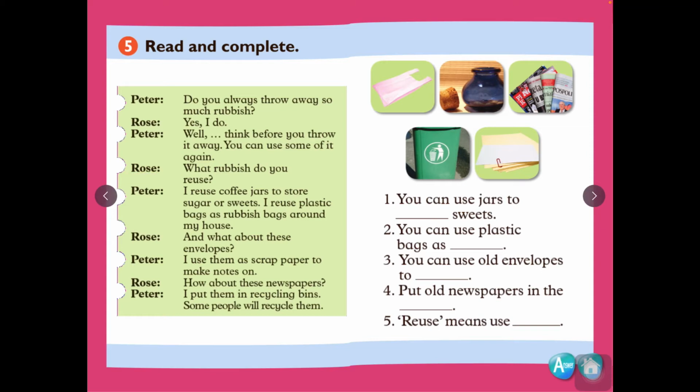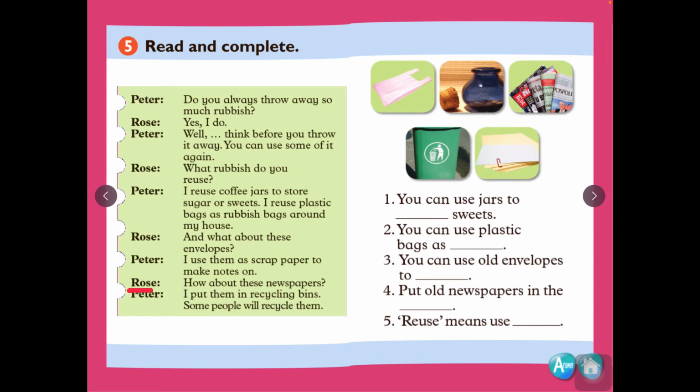Rose said, "What rubbish do you reuse?" Peter said, "I reuse coffee jars to store sugar or sweets. I reuse plastic bags as rubbish bags around my house." Rose said, "And what about these envelopes?" Peter said, "I use them as scrap paper to make notes on."